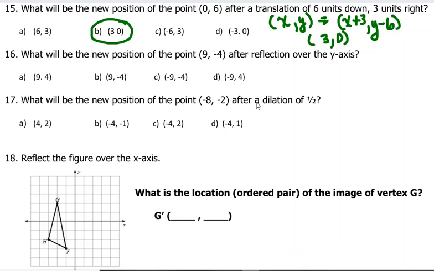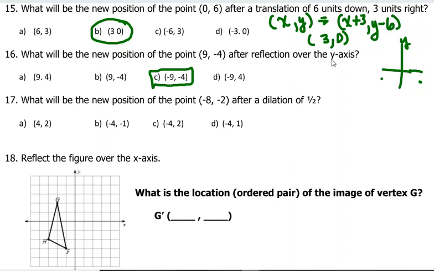Then looking at number 16, it says, what will be the new position of a point (9, -4) after we reflect over the y-axis? So remember, you can always draw yourself a quick, brief coordinate grid if you want to, and you imagine (9, -4) would be sort of like that. If you're reflecting over the y-axis, you know it's going to be in this direction. It's going to be (-9, -4). So that is one way to figure out that problem.